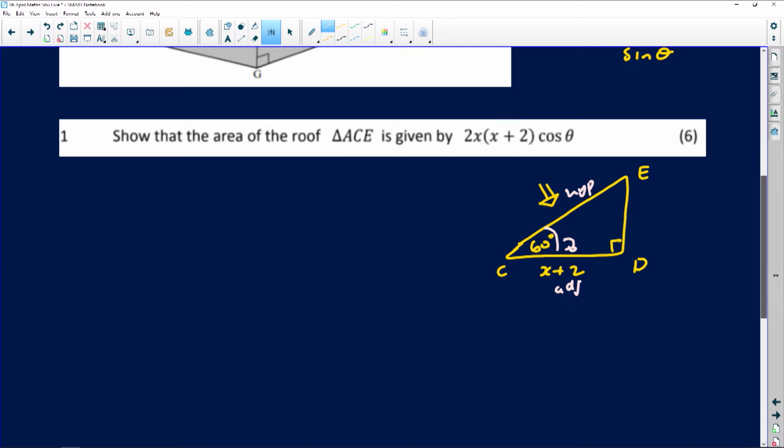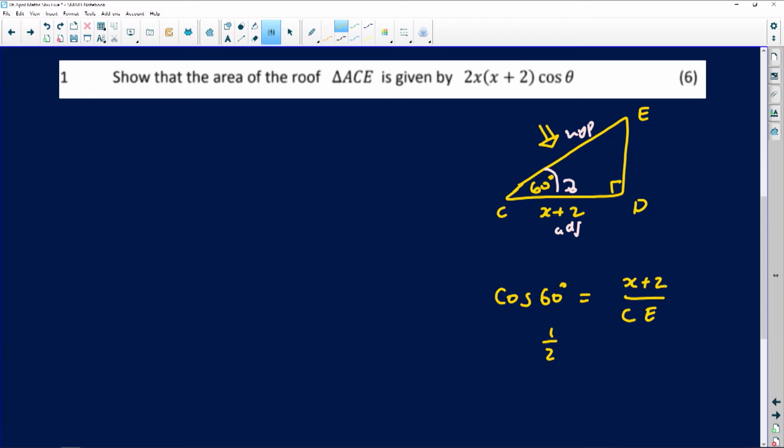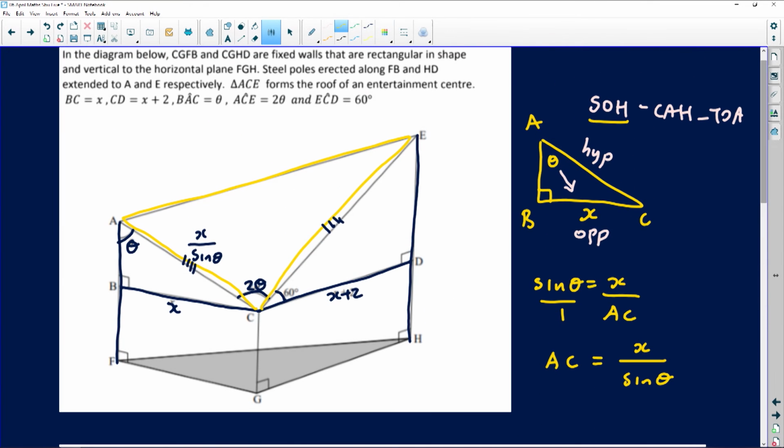So I'm going to say, okay, fine. The cosine of that angle, the cosine of 60 degrees, is adjacent, which is x plus 2, divided by the hypotenuse, which is CE. Cos of 60 is a special angle. You should know that this is equal to a half. It is x plus 2 divided by CE. And then if I cross multiply, my CE is simply going to become 2 into that x plus 2. Right, so let's go back to our diagram and update it. It's 2 times x plus 2. So we are sitting here with 2 into x plus 2.